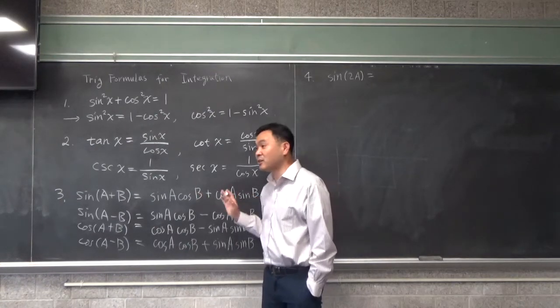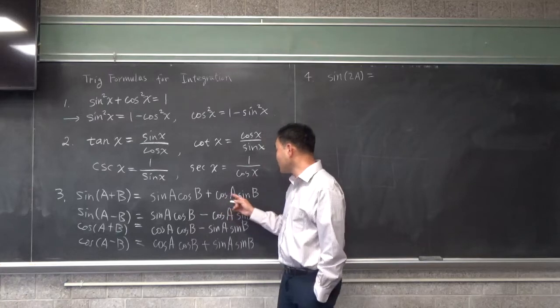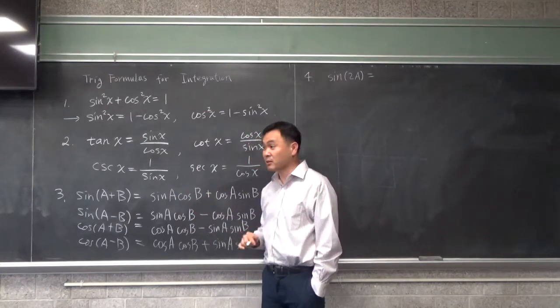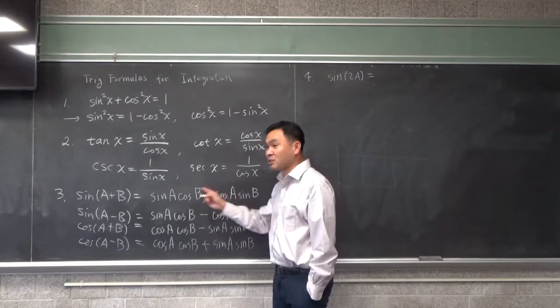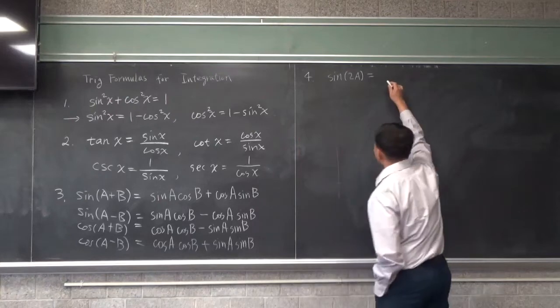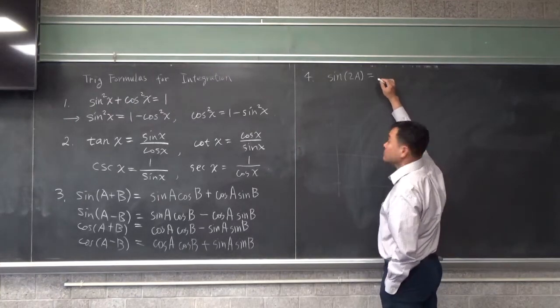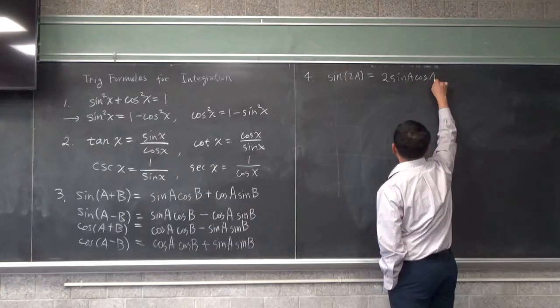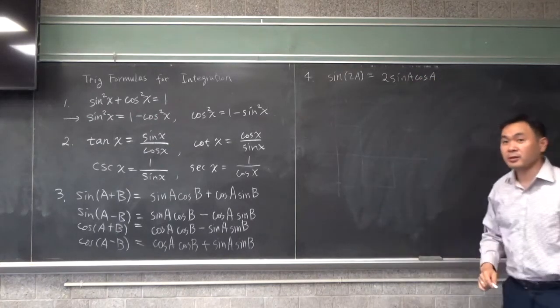Oh, but they're the same thing. Cosine A times sine A is the same as sine A times cosine A. Multiplication is commutative, so you're adding the same thing over again. That means you can combine them. So what would you get on the right side? 2 sine A cosine A.